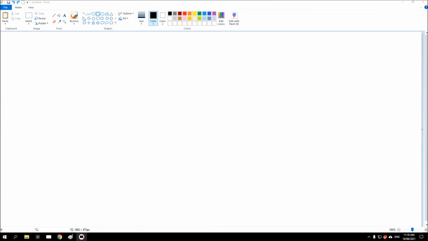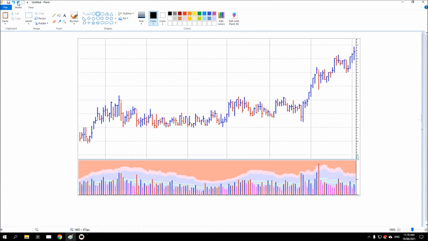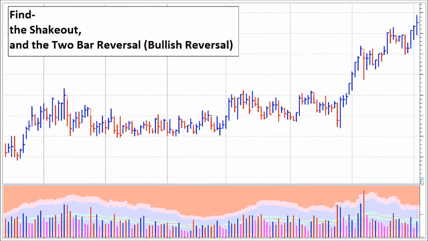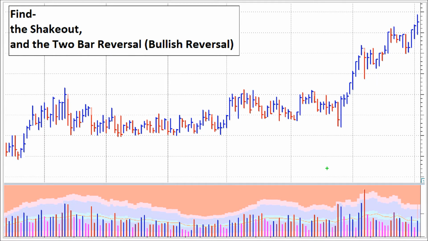Today I'm going to ask you a question and give you a little quiz. I've got a chart to show you. There's the chart. The question is, find the shakeout and the 2-bar reversal, or what I like to call the bullish reversal. Now I'll zoom in a little bit, then you can pause the video quickly and just have a bit of a look. Okay, can you find the shakeout and the bullish reversal?